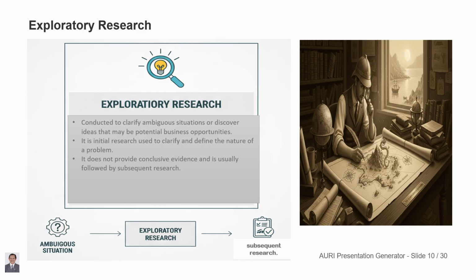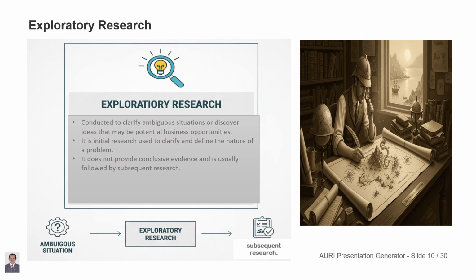This type is important in the early stages of understanding a topic. The main purpose of exploratory research is to help clarify ambiguous or vague situations. We use this research when we want to define an unclear problem, gain an initial understanding of a complex issue, or discover new ideas and potential business opportunities that are not yet apparent. You can think of exploratory research as an initial investigation. Its goal is to gain a better grasp of the true nature and scope of a problem.